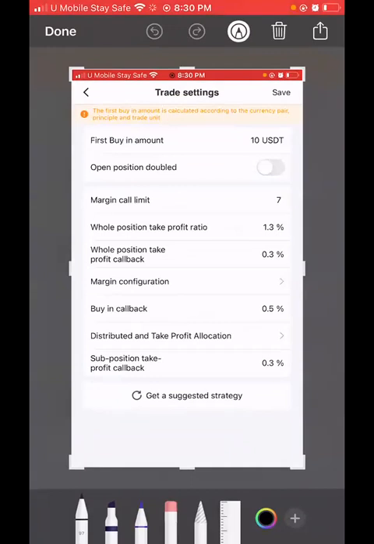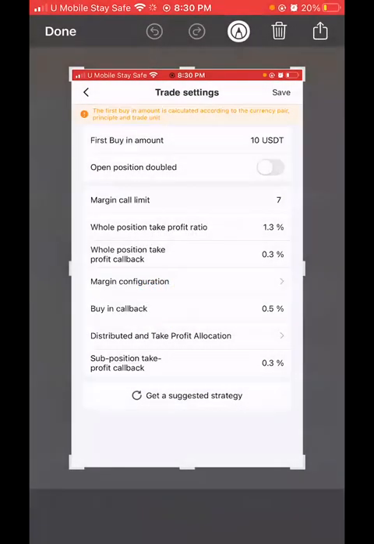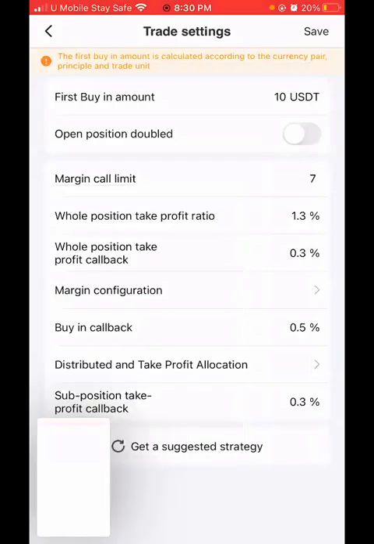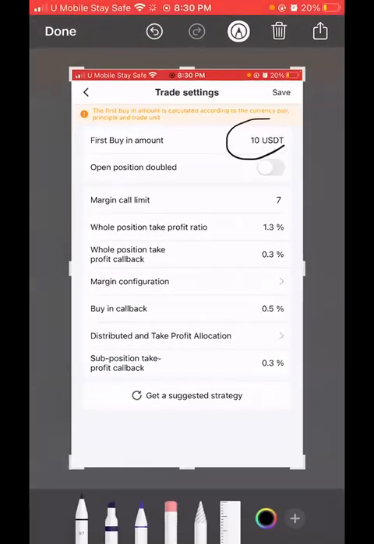So whenever you see first buy amount, just like what I said, it means the first amount of money you are using to open your first position. So if you open this position double, it means 10 times 2, meaning 20. Any amount that is here will be multiplied by 2. So open position double means double it. And you guess already what that's going to mean.